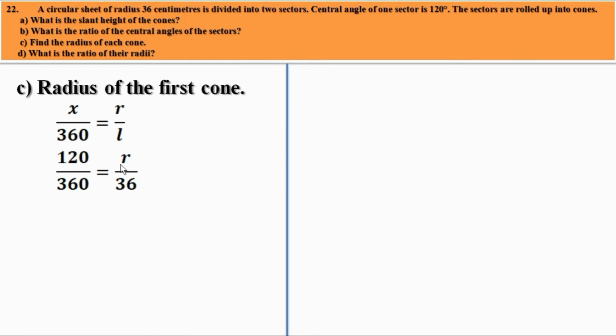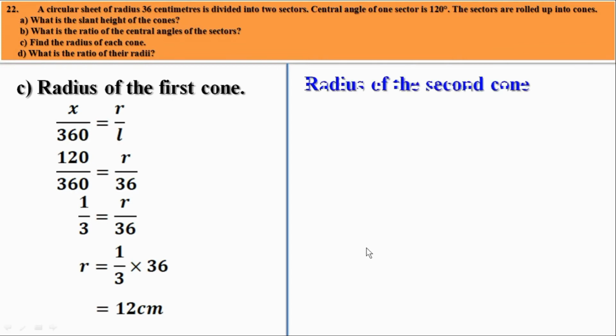We can simplify this. 3 120s are 360. So we can write it as 1 by 3 equal to r by 36. Now we can take 36 on the other side. So we can write r equal to 1 by 3 into 36. 1 3 is 3 and 12 3s are 36. So that is equal to 12 centimeters. That is, the radius of the first cone is 12 centimeters.